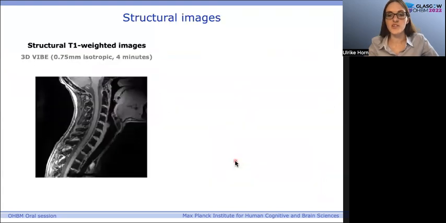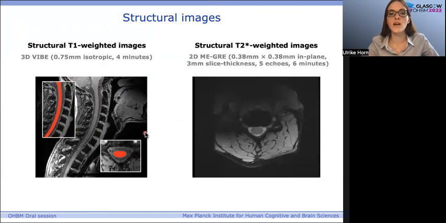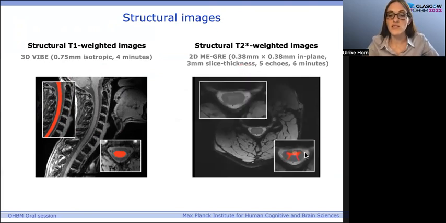Now for the MR images. We acquired structural T1 weighted images with a resolution of 0.75 millimeter isotropic and can appropriately segment the spinal cord in here as needed for registration purposes. We use an even higher resolution of about 0.4 millimeter in plane in structural T2 star weighted images to be able to segment the gray matter of the spinal cord, which you can see as this butterfly shape here.